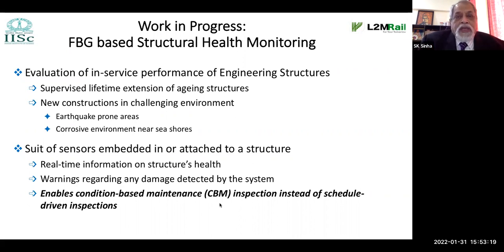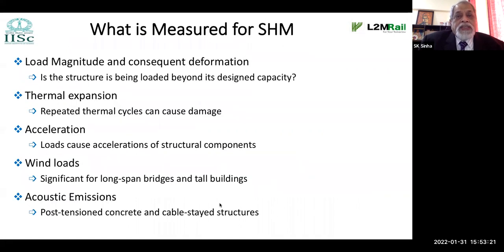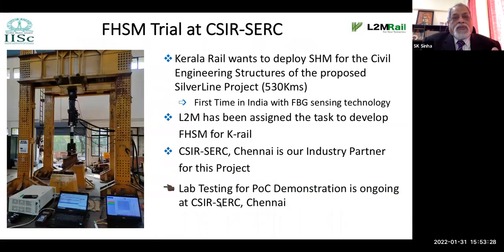So that's where we have roped in SERC in Chennai to work with us. These are the parameters that we measure in that. And now, as I am talking, the experiments are going on in SERC Chennai to validate our FBG sensors for structural health monitoring. We recently had the first level meeting with them, and KRail is very happy with that.